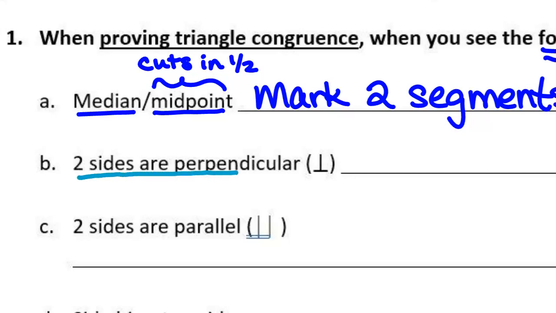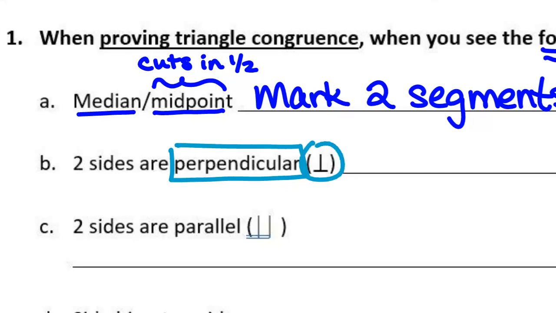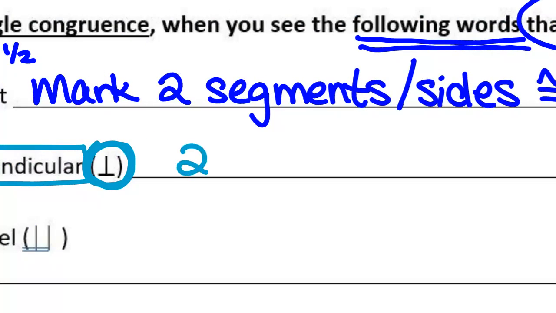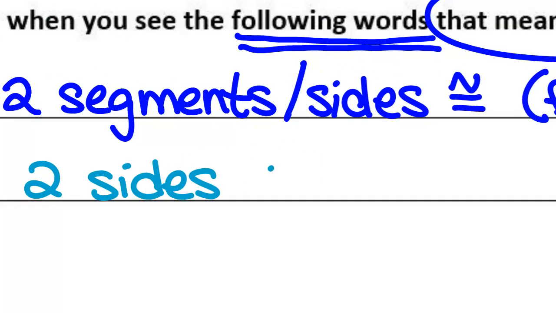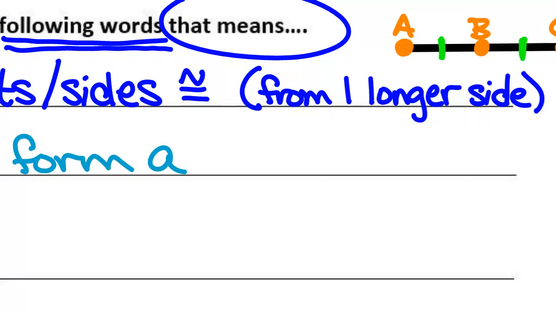If I see that 2 sides are perpendicular, sometimes you're going to see this symbol instead of the word perpendicular. Perpendicular means that 2 sides are coming together and forming a right angle.